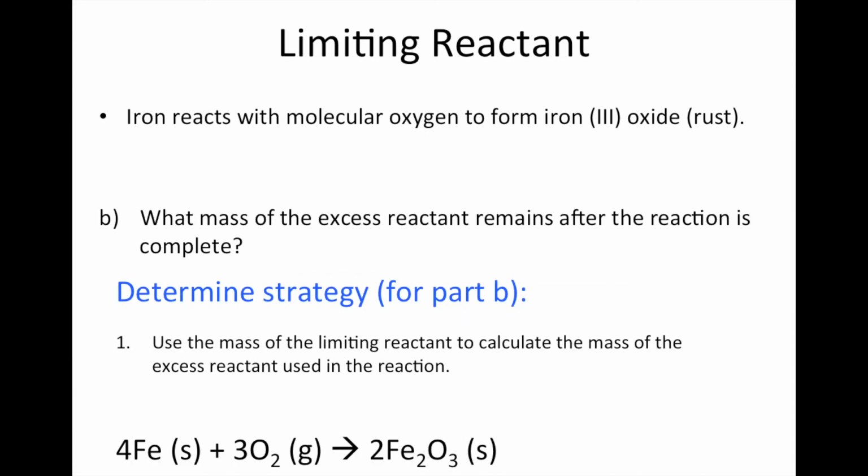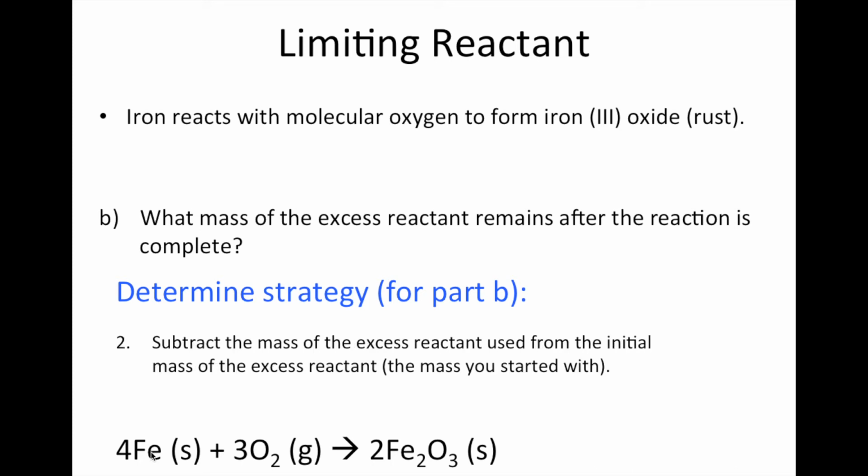So part B asks, how much of the iron, we know that's the excess reactant, is going to be left over when the reaction's complete? To do this, let's determine our strategy. I would use the mass of the limiting reactant, oxygen, to calculate how much of the iron was used. Then we could subtract the mass of the iron that was used from the mass of iron that we were given, and that will tell us how much we have left over.